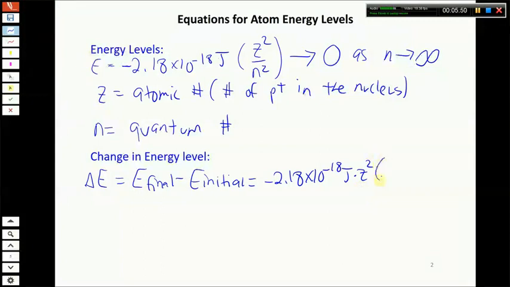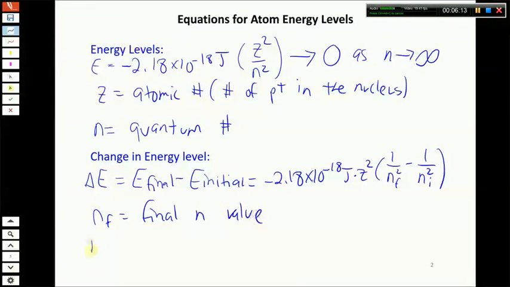But the important part of it is you have this here, 1 over, I'll abbreviate it as n_f squared minus 1 over n_i squared, where these are the two different values of n, the two different quantum numbers that the electron is going between. So n_f, as the abbreviation suggests, is the final n value. So this is where the electron ends up at the end of either absorbing or emitting a photon. And then n_i is the initial, it's where it started.